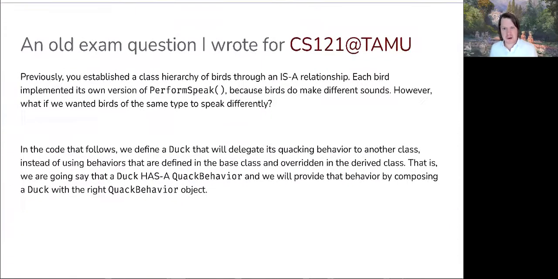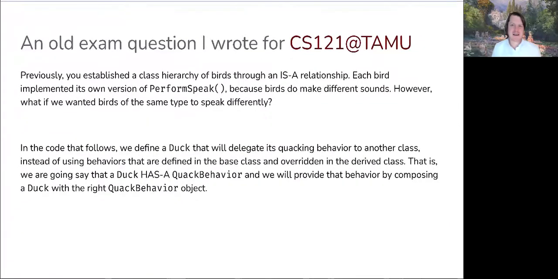So hopefully this is all coming together now. I know this is going to probably take a bit longer than I expected. Let's run through it. So here's the old exam question. Previously, you established a class hierarchy of birds through an is-a relationship. Each bird implemented its own version of perform speak because birds make different sounds. So the idea was you had this super bird class, and then maybe you had a penguin, a blue jay, and some other bird. And each one implemented its own version of perform speak.